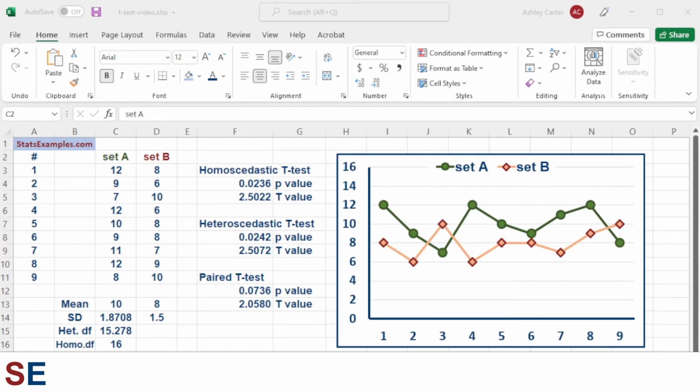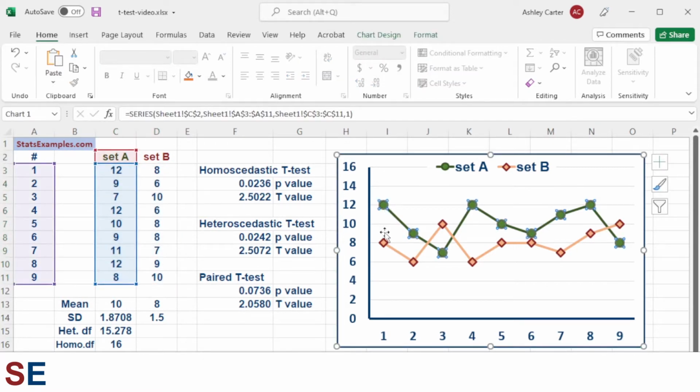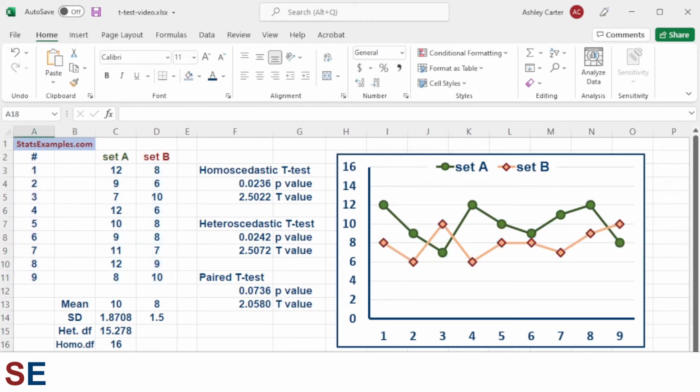So in this spreadsheet, we can see we have two data sets, set A, which has 9 values, and set B, which has 9 values. These are samples from populations. We can see that set A, as plotted over here, tends to have slightly larger values than set B, which is indicated by the red or the orange. But again, these are the samples, so we don't know whether the populations also have different means or not. That's the purpose of these t-tests.